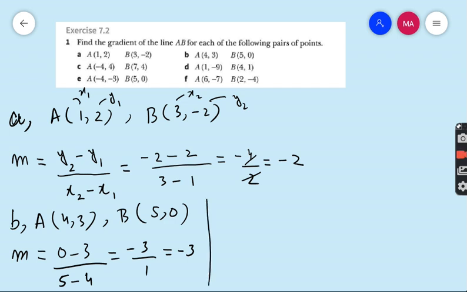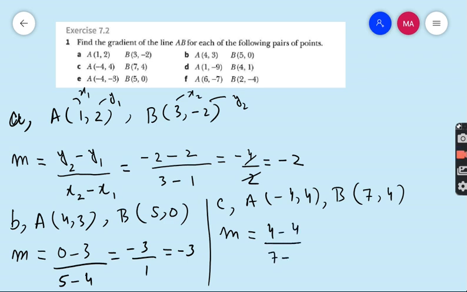The next part is part C. A(-4, 7)... Gradient is y2 minus y1 upon x2 minus x1. Now x1 is already with a negative sign, so x1 is minus 4, so it will be minus minus, plus 4. 4 minus 4 is 0. 7 plus 4 is 11, and 0 upon something is always 0. So this is the answer of part C.